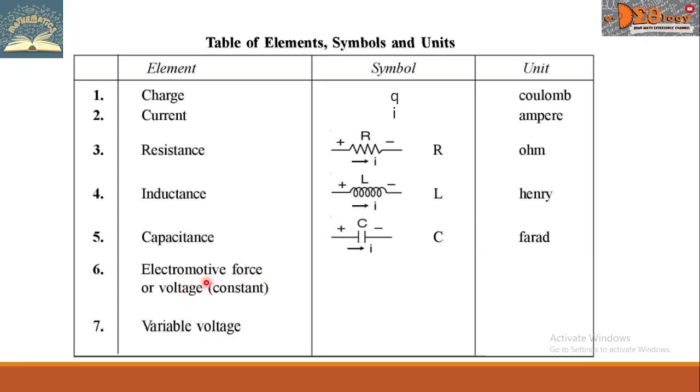Next is electromotive force or voltage that is constant. The symbol is constant capital V. This is the illustration and the unit is volt. Last is variable voltage. We have the symbol as variable capital V. This is the illustration and the unit is volt.